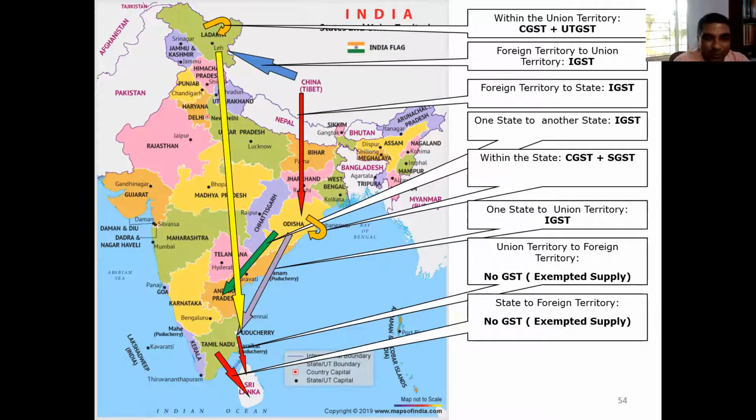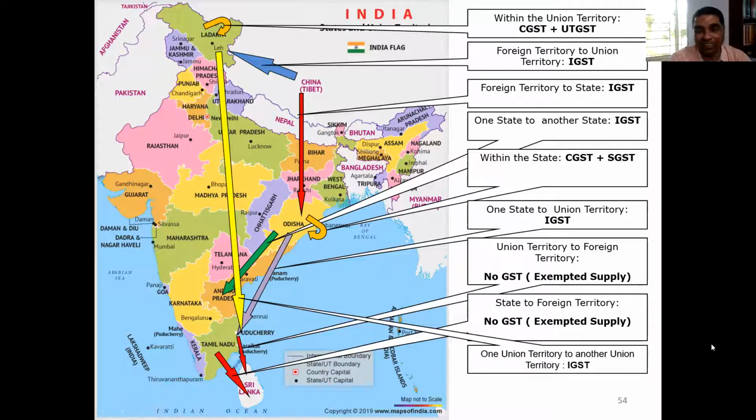Now, Ladakh to Puducherry. One union territory to another union territory. IGST. So IGST plus UTGST. No, why UTGST? GST means IGST. Only IGST. Whenever there is an IGST, there is no other tax. IGST means only IGST. CGST plus SGST is there. CGST plus UTGST is also there. But when there is an IGST, there is an interstate supply or inter-union territory supply. Then there is no other tax except IGST.